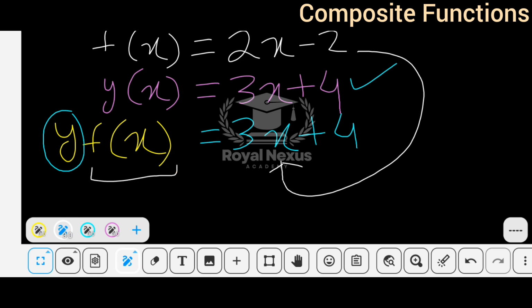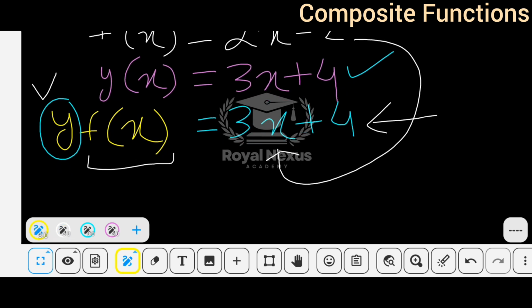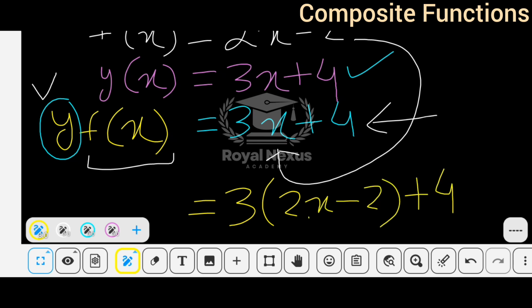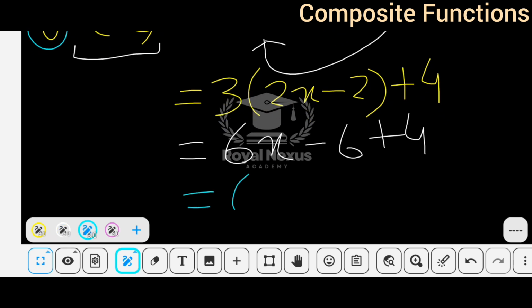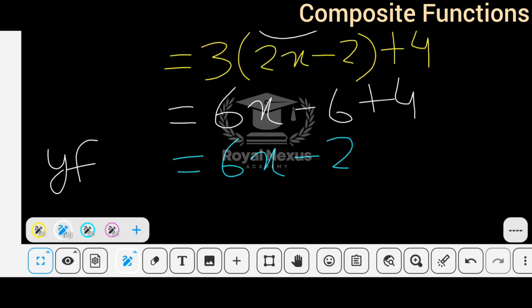Again I am repeating, whatever alphabet is written on the left hand side, you will first write that function, and whatever alphabet is written to the right of it, you will substitute the value of x of that function. So now if we write it, it will be 3, and in place of x we will write 2x minus 2, plus 4. Now if we solve it, 3 times 2 is 6, so 6x, minus 3 times 2 is 6, plus 4. So it will be 6x minus 2. This is the answer for y f of x.